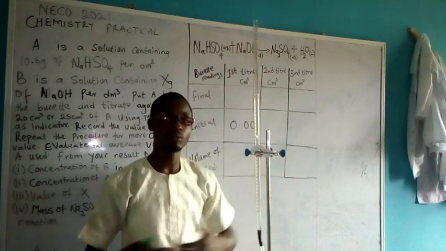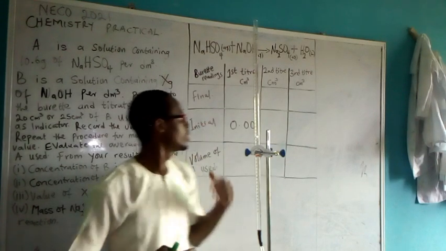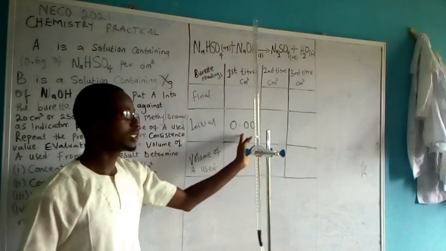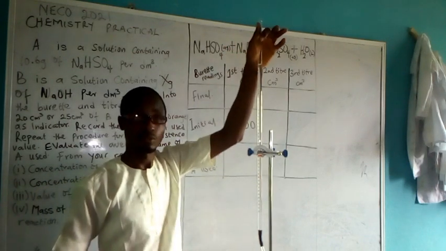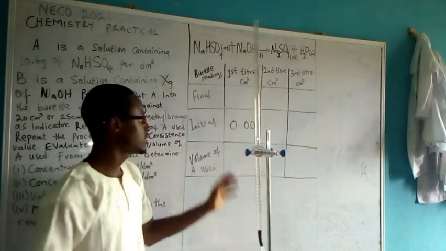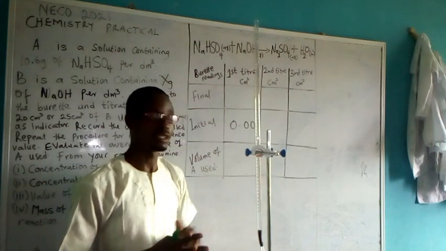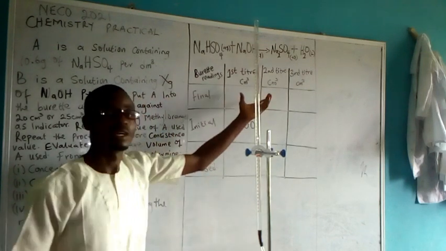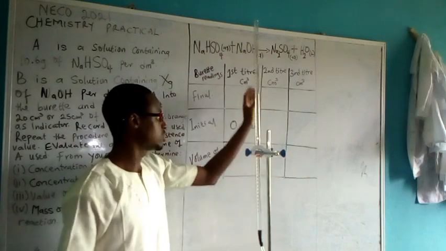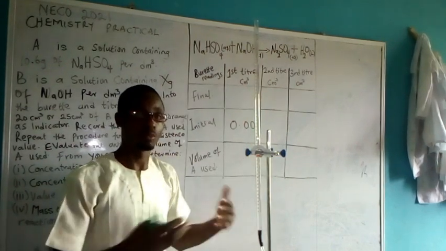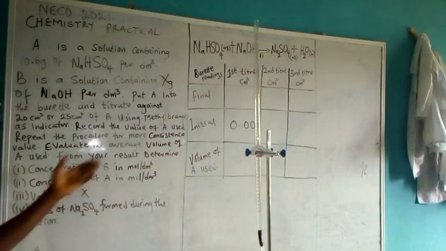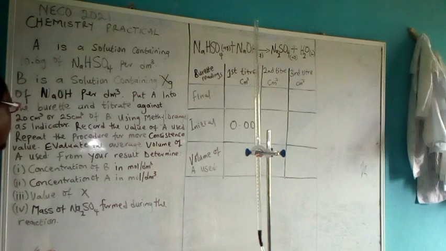At least, we're going to perform the titration 3 times. This is the table, and this is how you tabulate. The initial reading of your burette for the first titration should be 0, so your first titration starts with an initial reading of 0. After titrating, you get the new volume after the color has changed. Then subtract them to get the volume of A used. We're told to record the volume of A used, repeat the procedure for consistent values, then evaluate the average volume of acid used.